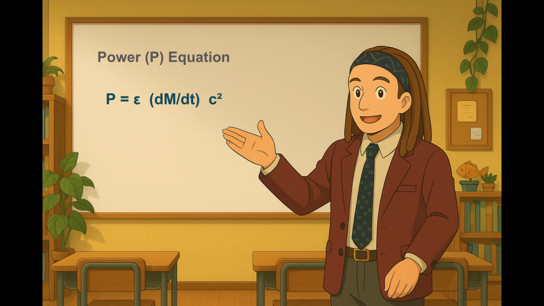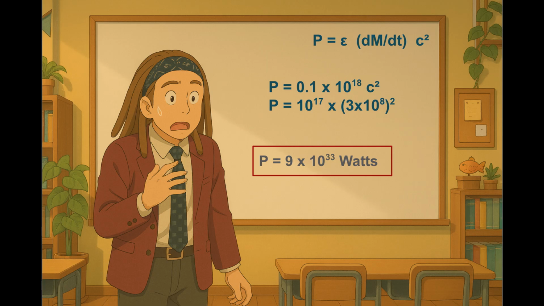Combining these ideas, the power output from the accretion disk can be calculated as the efficiency epsilon multiplied by the mass accretion rate, dm/dt, multiplied by the speed of light squared, c². So P is equal to epsilon times dm/dt times c². Let's substitute our values into this equation.